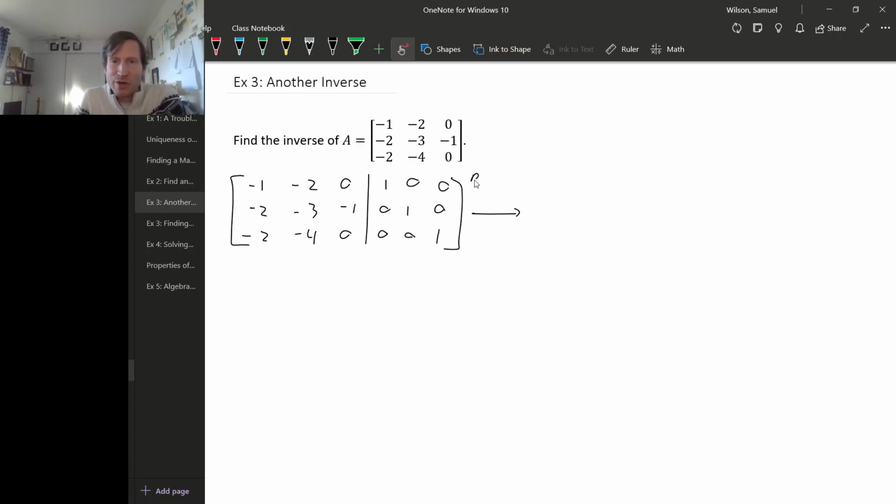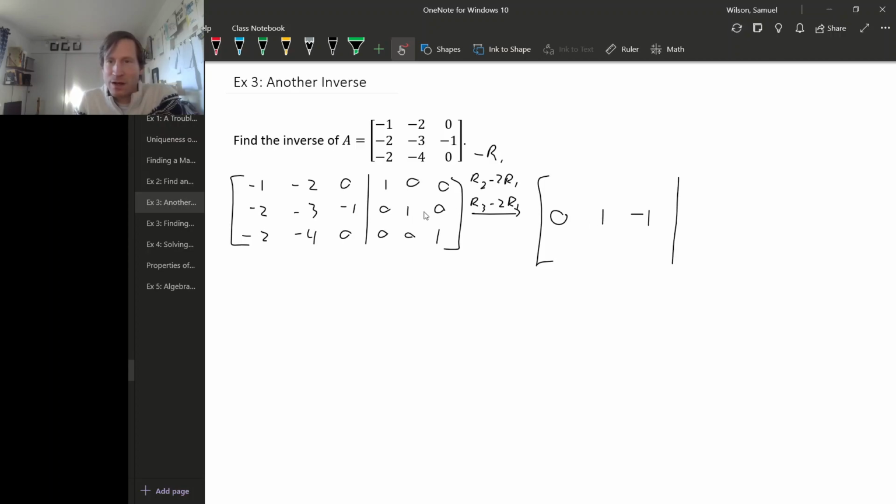So we're going to do row 2 minus 2 times row 1, and we're going to do row 3 minus 2 times row 1. And I guess while we're at it, we might as well multiply row 1 by minus 1. So let's do the second and third row first. So minus 2 minus negative 2 is 0, minus 3 plus 4 is 1, and then 1 plus 0 is minus 1.